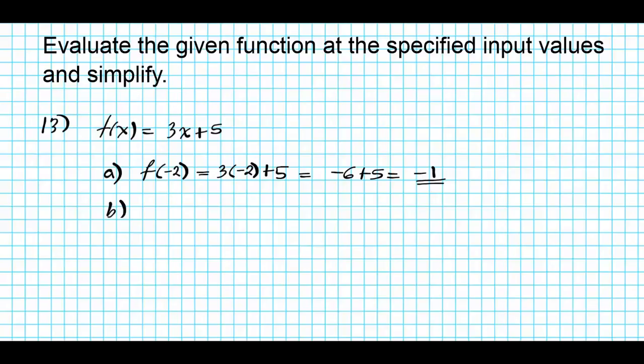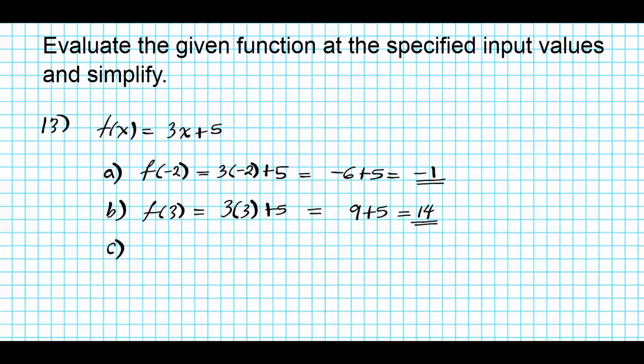Okay, B, what if we have f of 3? So we substitute 3 into this function in place of x, and then we have 3 times 3 plus 5. Okay, 3 times 3 is 9 plus 5. 9 plus 5 is 14. That's the output when the input is 3.